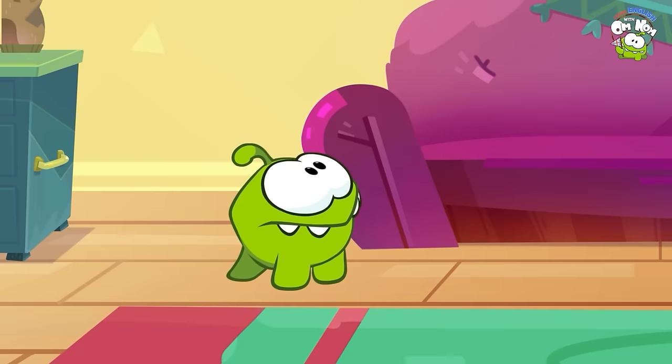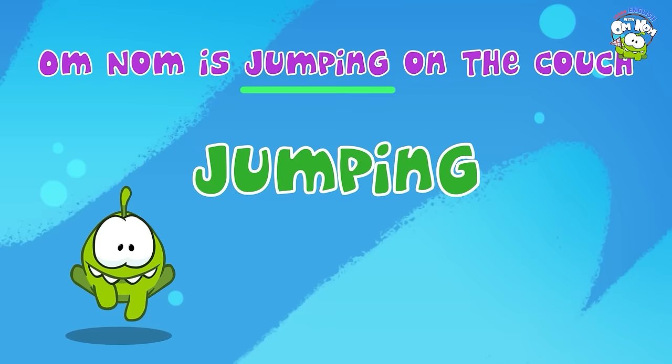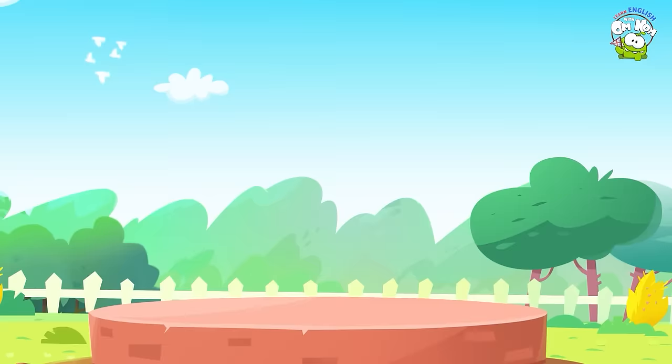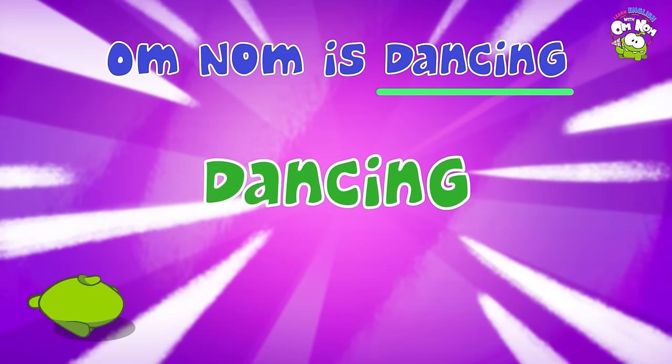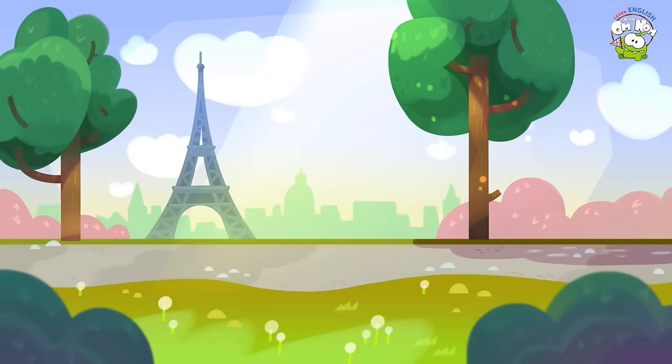And now Om Nom is jumping up and down on the couch. Can you find the verb? That's right! The verb is jumping. Now what is Om Nom doing? Looks like he's having lots of fun. Oh, I know, I know. Om Nom is dancing. Which word is the verb? That's right! It's dancing! Om Nom got a bit dizzy there.